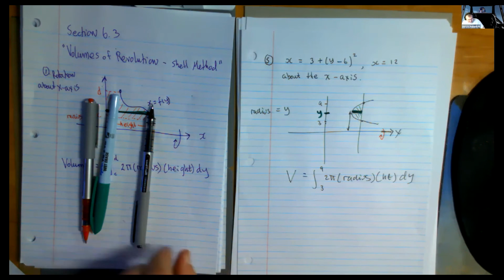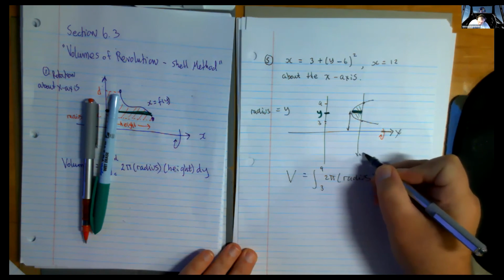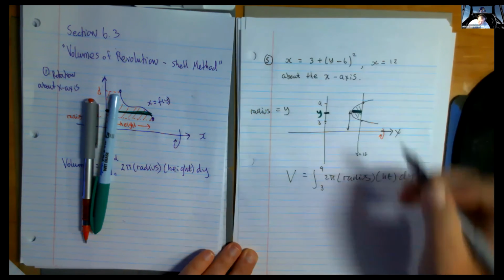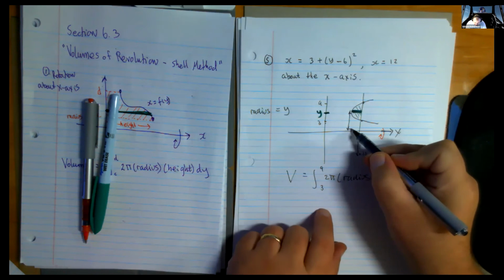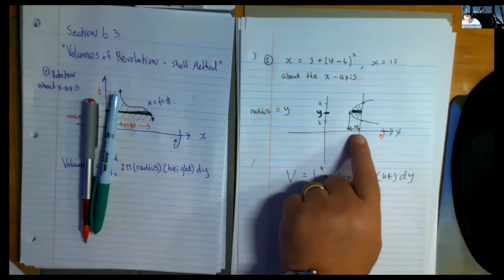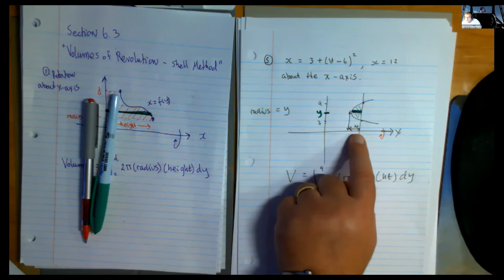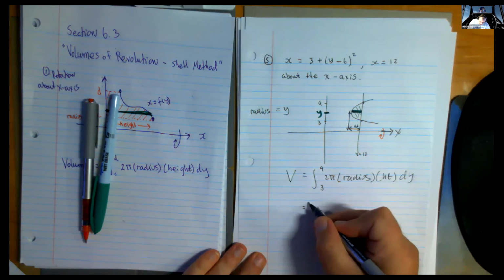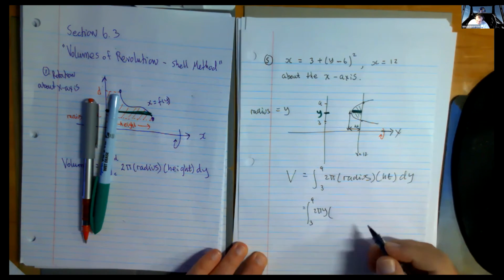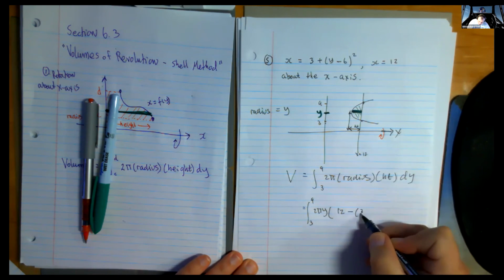Now, the height is a little bit messier. This line here is x equals 12, and this curve is that. And I want to know the distance between here and here. Won't that be 12 take away the curve? And so we're going to have, from 3 to 9, 2 pi y, 12 take away the curve.